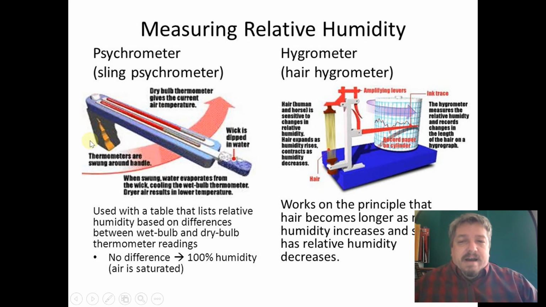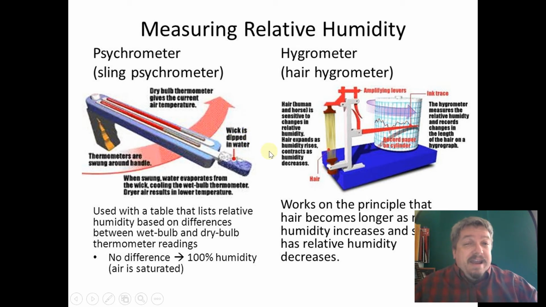The sling psychrometer is kind of fun. It's this tool, you hold it with a handle right here. This arm swings around, so you spin it like a top. As it spins, it has two thermometers. One thermometer has a dry end, one has an end that's covered in water. So it measures the wet air temperature and the dry air temperature. If there's a difference, you have a little chart. 2 degrees means it's, say, 15% humid.